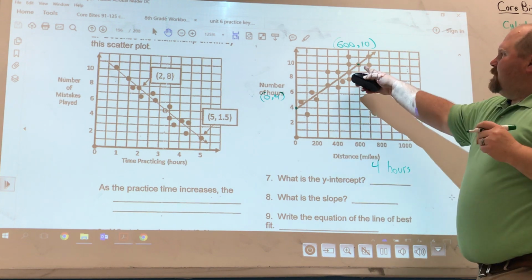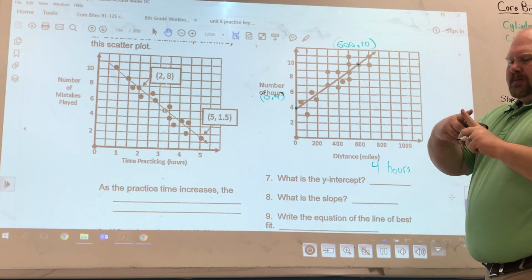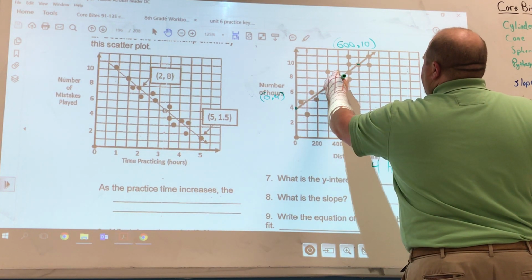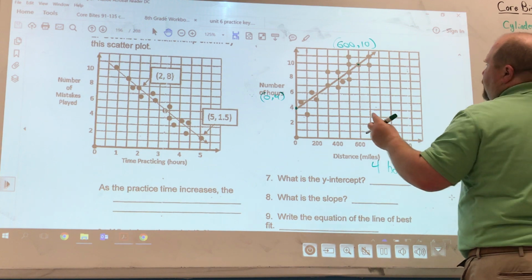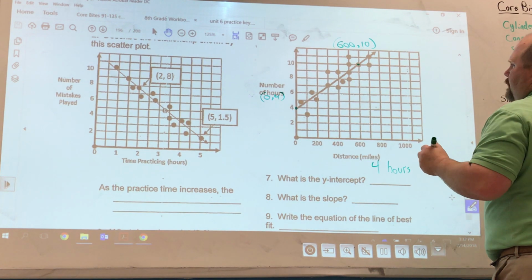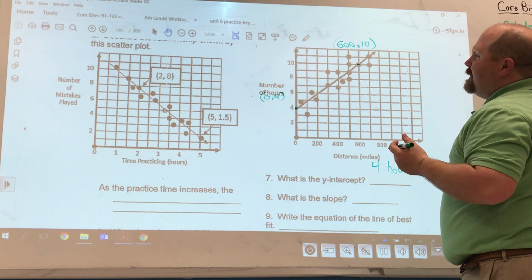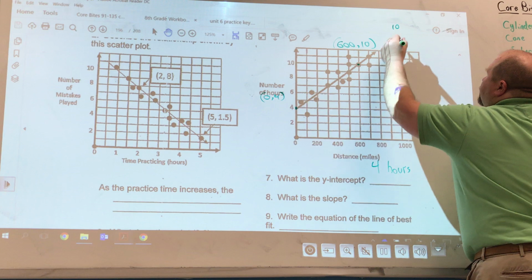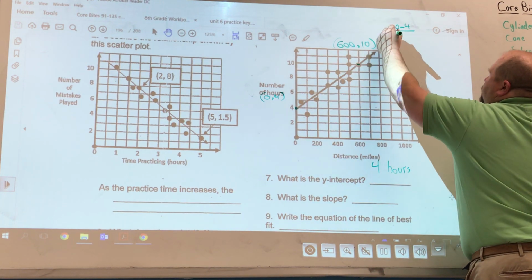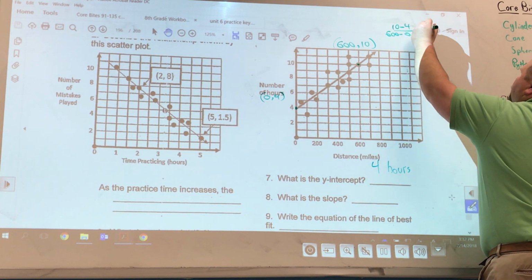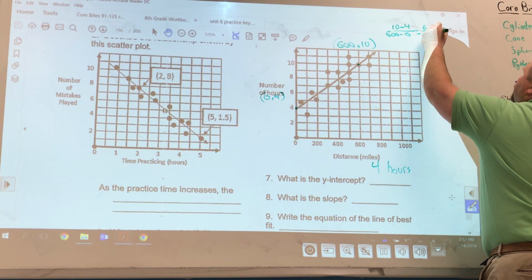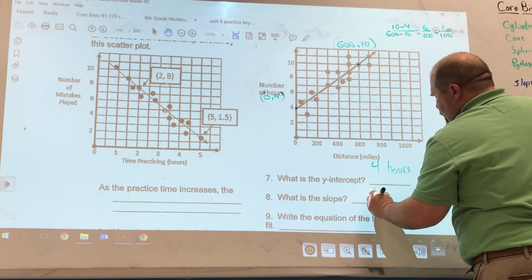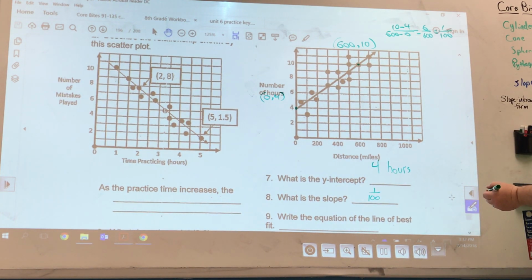It would be okay if there's not a dot there, anytime that line falls perfectly on an intersection. In fact, it looks like that 400, 8 would also be a very good point that we could have used, but I'm already using this one. So to find the slope, I need y2 minus y1, so y2 is 10 minus y1 is 4, over x2 minus x1. I get 6 over 600, which simplifies into 1/100th. So what is the slope? 1/100th. Then it says write the equation of the line of best fit.